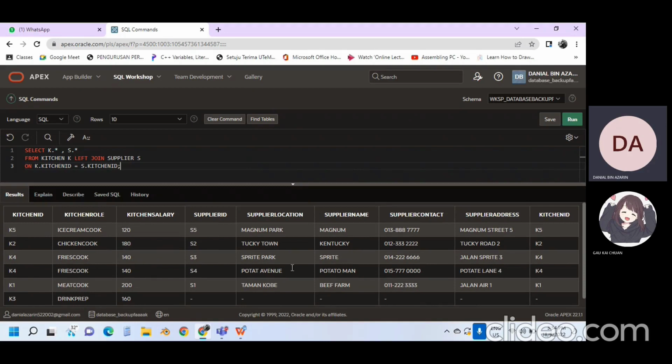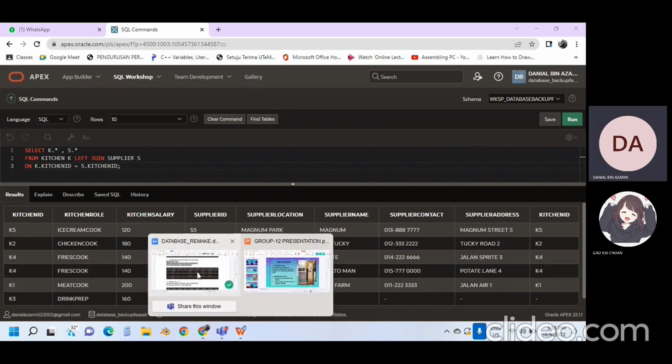Then we have K4 fries cook 140, S4 Porter Avenue, Potato Man 015 777, Potato Lane 4, K4. Then K1 Meat Cook 200, S1 Taman Kobe with farm 011-222-43, Jalan Air 1, K1. And K3 drink prep 160 and no input, no output there. So this is for the left join.